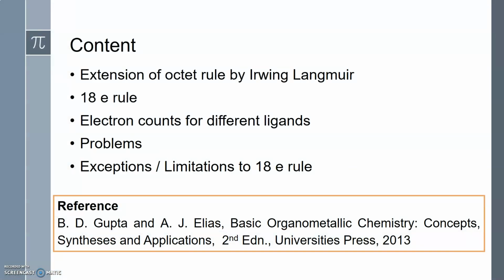We will first learn about the extension of the octet rule by Langmuir. Then we will actually learn what is the 18 electron rule. Then what are the electron counts for different ligands. Then we will work out few problems and understand the exceptions and limitations of 18 electron rule.